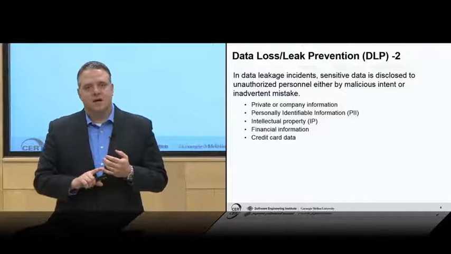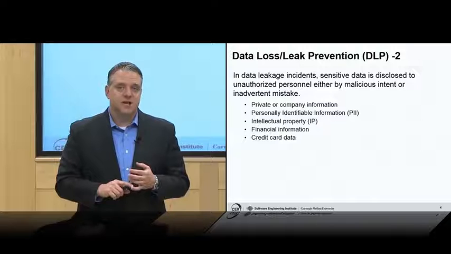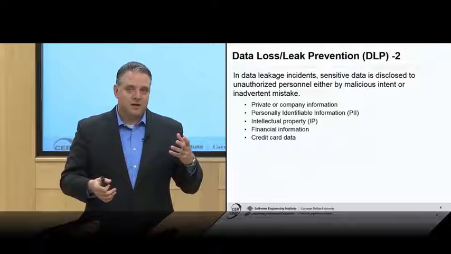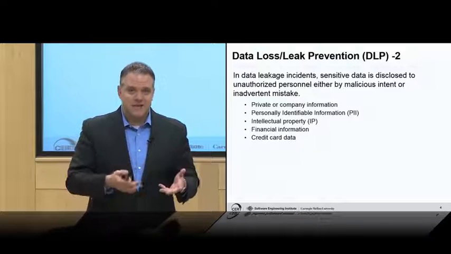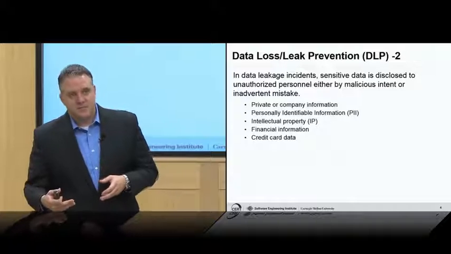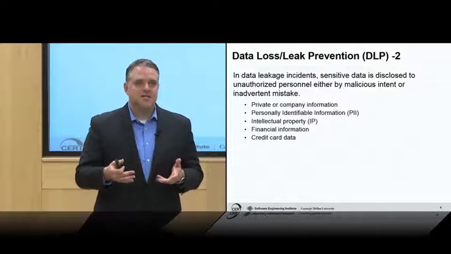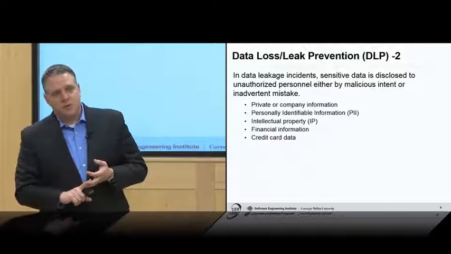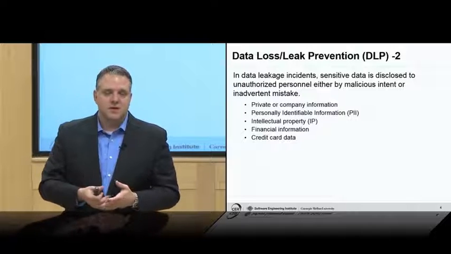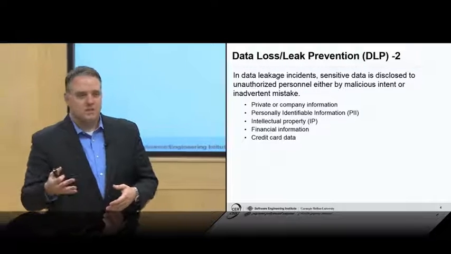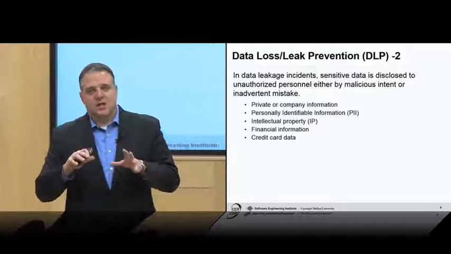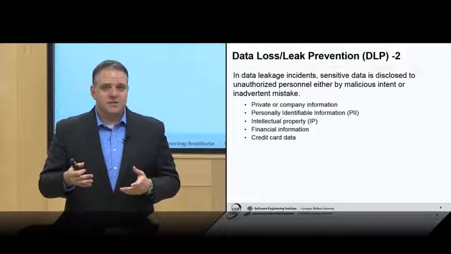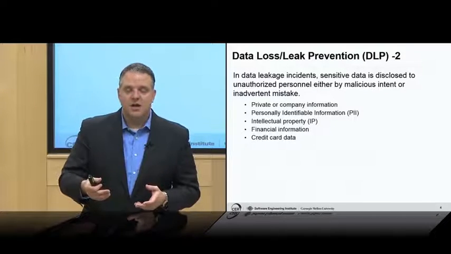Data leakage incidents typically occur when you have sensitive data that is being disclosed to an unauthorized third party, either by malicious intent, the person intended to do it, or by inadvertent mistake. And by sensitive data, we could mean privacy-related data, health information, intellectual property, proprietary information, credit card data, board discussions, mergers and acquisitions. There's a lot of sensitive data out there, and it's kind of incumbent upon each organization to define what is sensitive to your organization and what isn't.